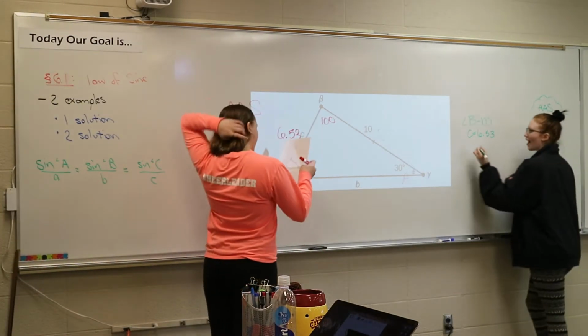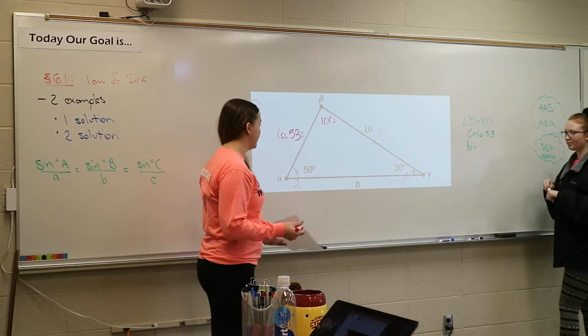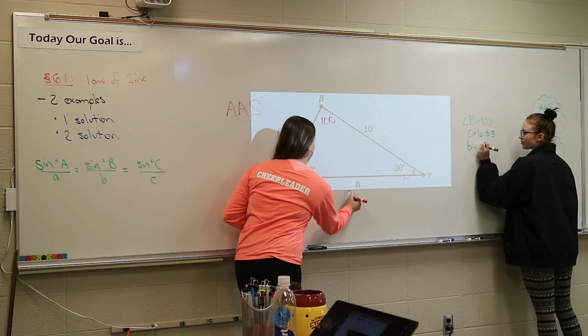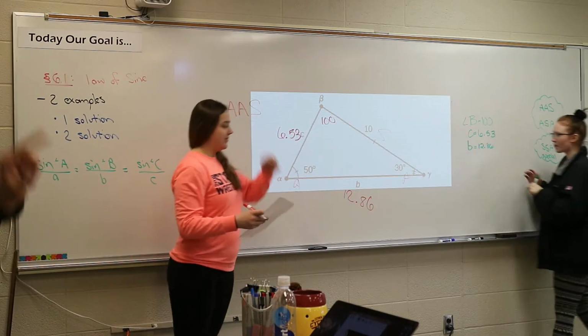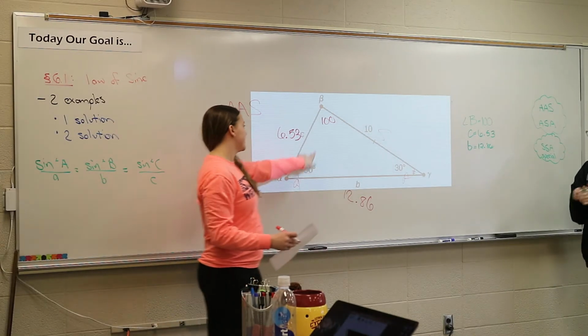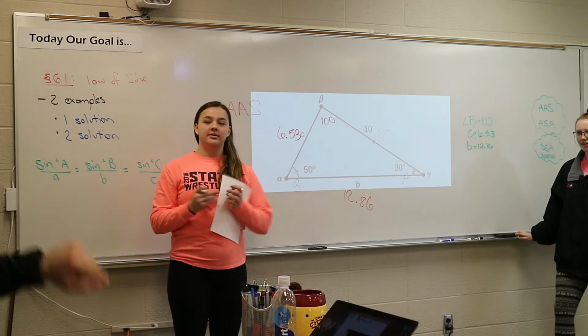Then we took the sine of 50 over 10 equals the sine of 100 over b, and we solved it and got 12.86. Now, does that number make sense? Yes. Why? Because this angle is bigger than this angle, so this wall is bigger than that wall. Good. Thank you. Very nicely done.